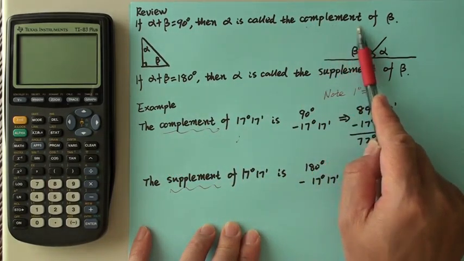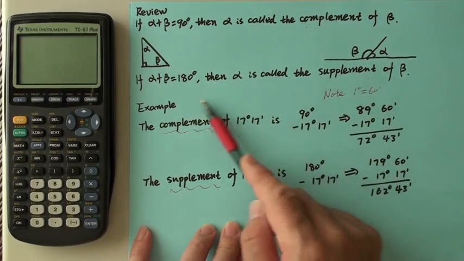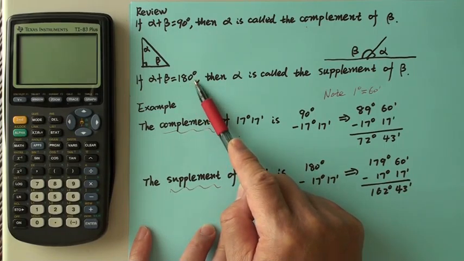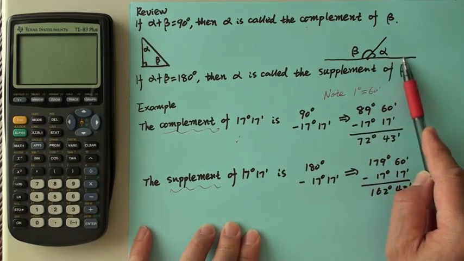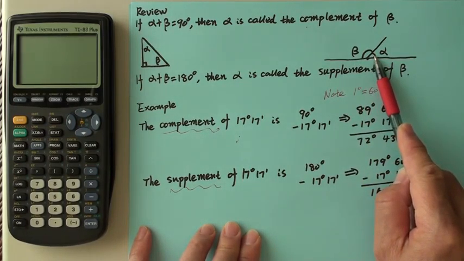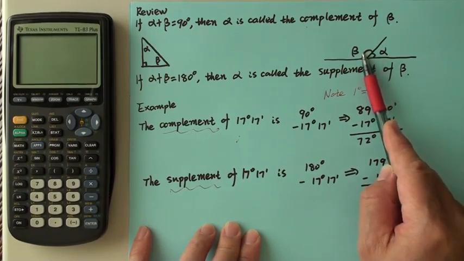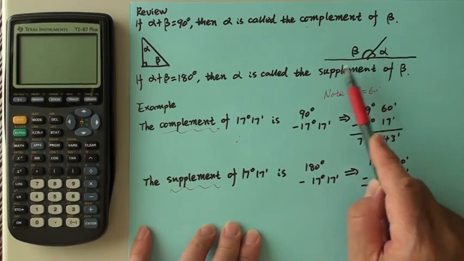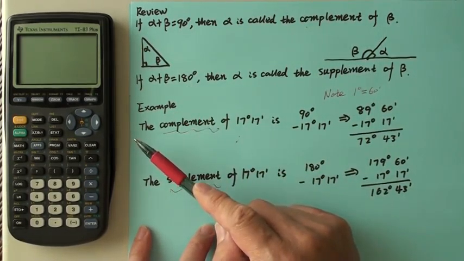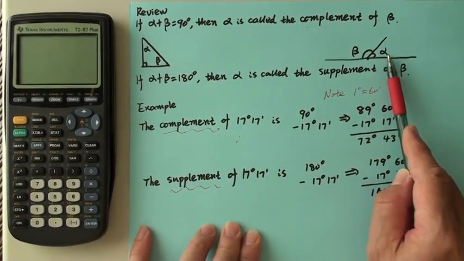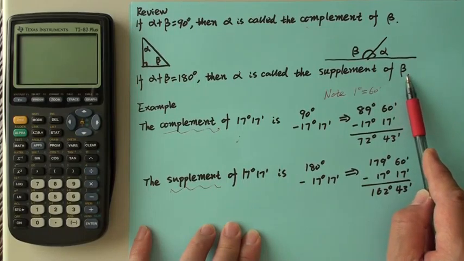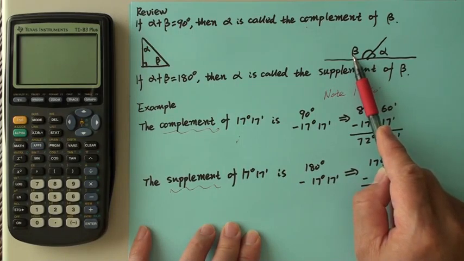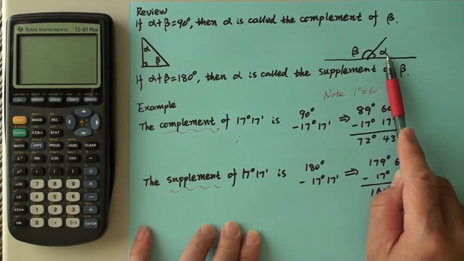That's for the complement. For the supplement, alpha plus beta is 180 degrees, like here, a straight line. Alpha is the angle of this one, and beta is the angle of this one. Those two angles add together to 180 degrees. Then alpha is called the supplement of beta. Vice versa, beta is also called the supplement of alpha.